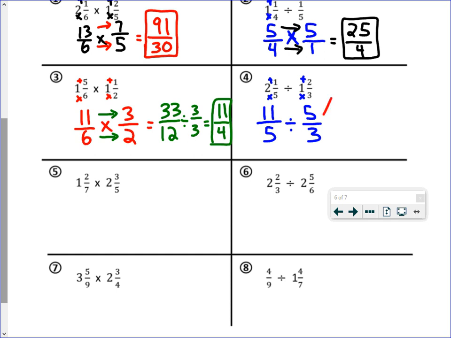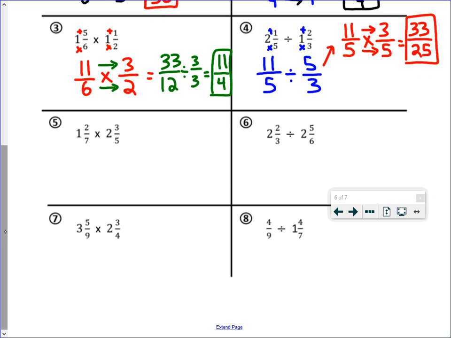Now I rewrite it. I'm going to go ahead and do it up here. So I have 11/5 times 3/5. Multiply across. That gives me 33 over 25. And that is simplified.